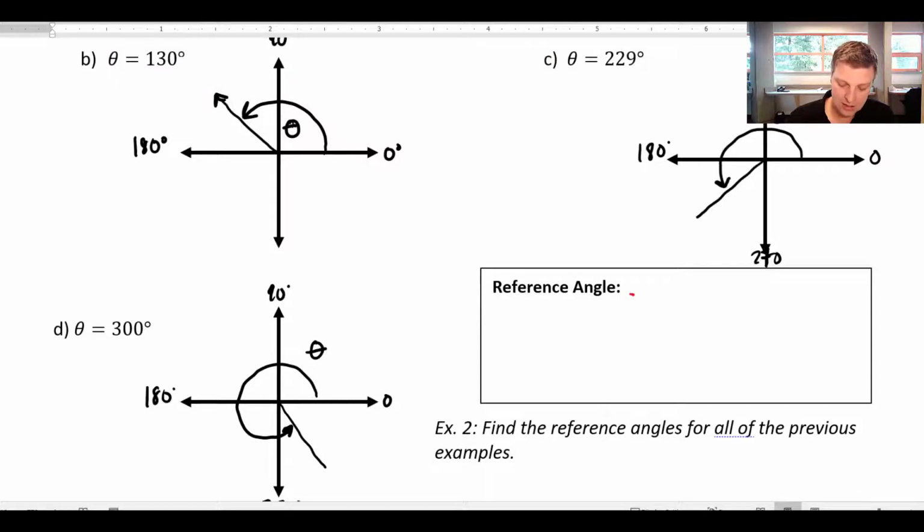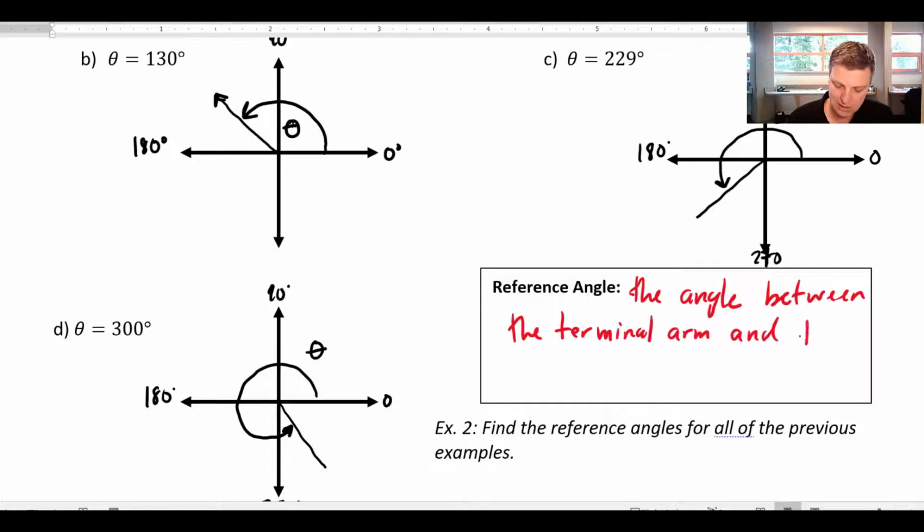A reference angle is the angle between the terminal arm and the x-axis. Okay, so the angle between the terminal arm and the x-axis. And now we're going to go back and find the reference angles for these previous examples we just did. Well, let's go back here.